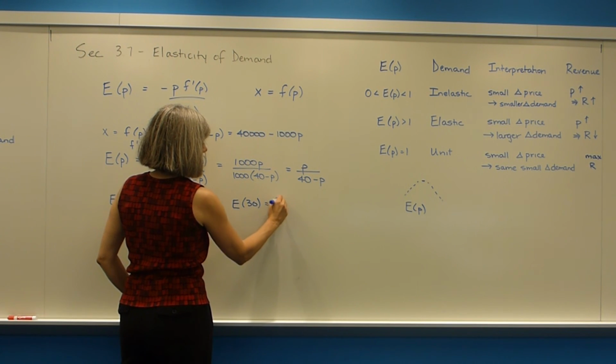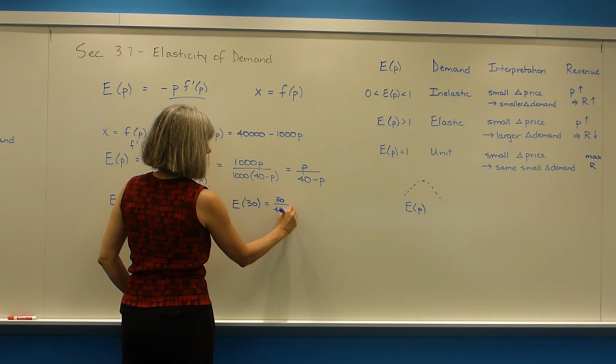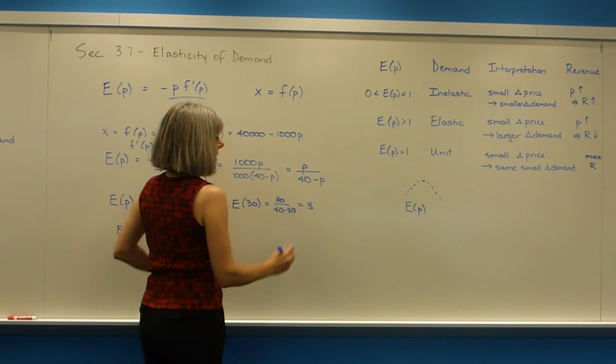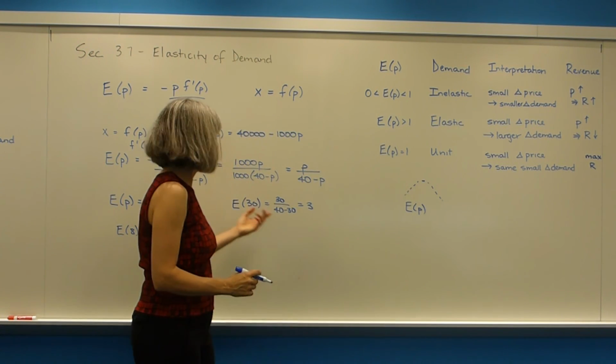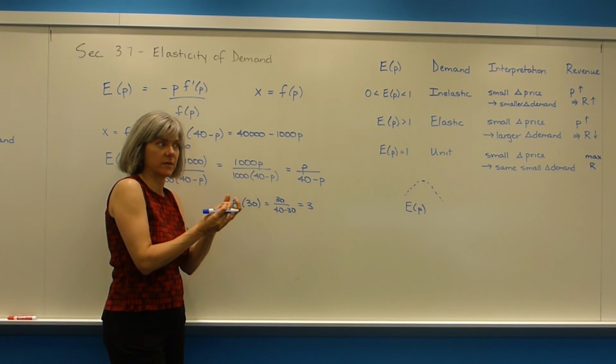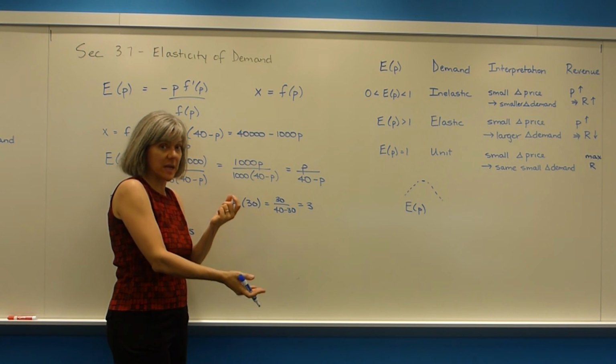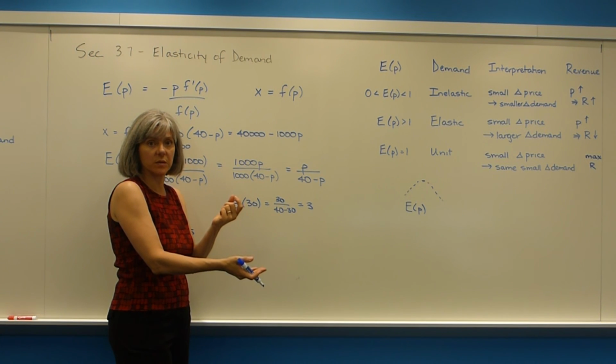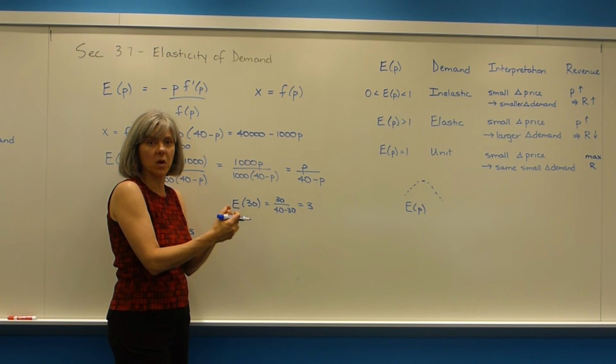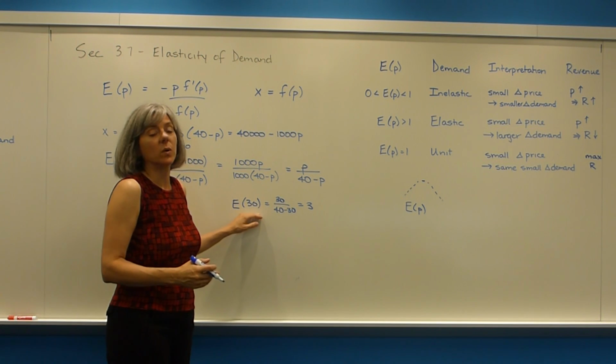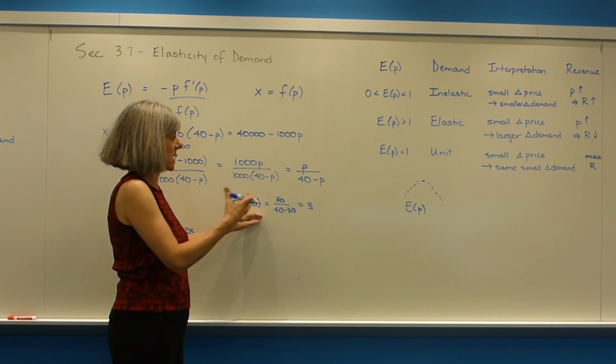So we have 30 over 40 minus 30. 30 over 10 is 3. That puts us here. It's elastic. That says at this point, at a price point of $30, if I increase it a little, my demand is going to drop more than the increase in the price, which means my revenue is going to fall. So if I'm at this point, I don't want to increase my price any farther because I'll be losing more money.